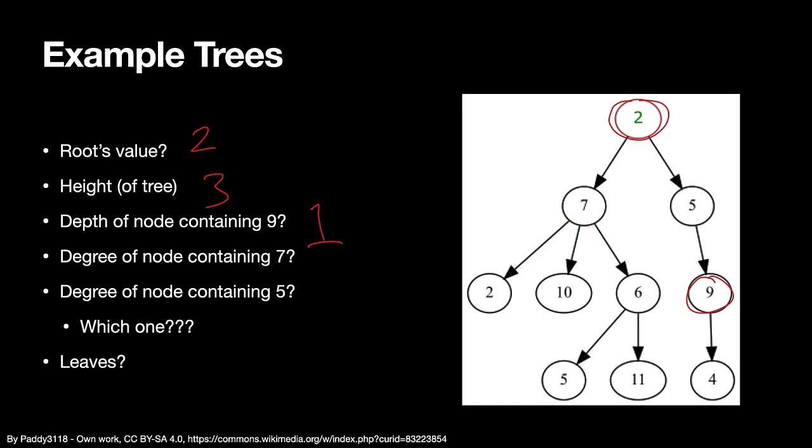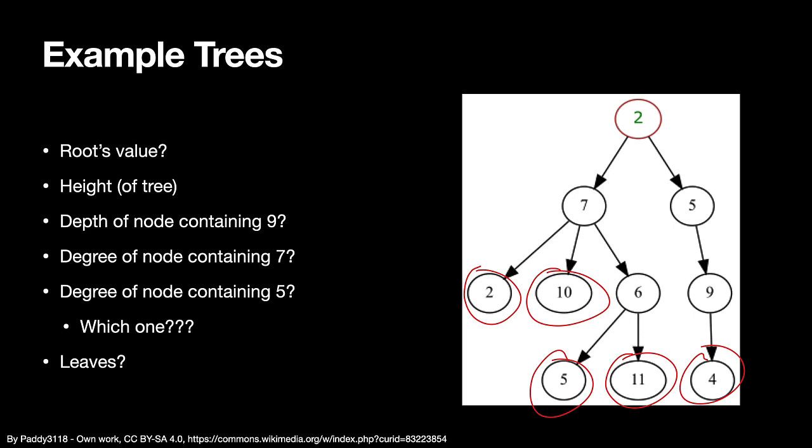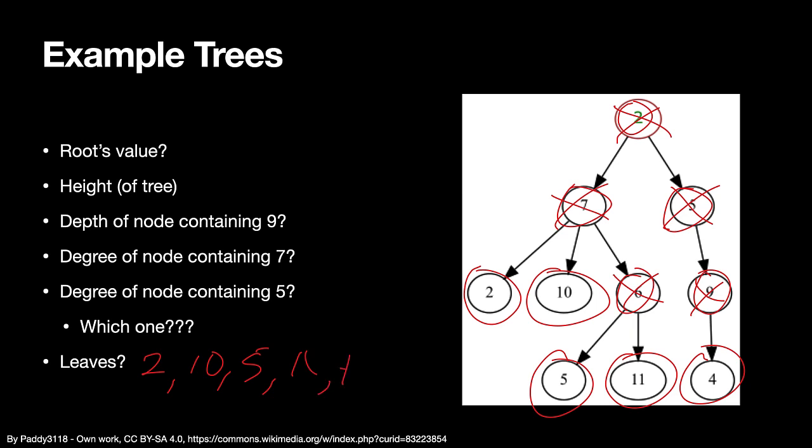What are the leaf nodes? Okay, so let's go ahead and circle everything that'd be considered a leaf node. Leaf nodes are things that have no children. So this doesn't have any children. This doesn't have any children. This doesn't have any, this doesn't have any, and this doesn't have any. And just to check, I'm going to quickly look at all my others. Our node 2 here has 2 children. Our node 7 has 3 children. Our node 5 has 1 child. Our node 9 has 1 child. Our node 6 has 2 children. So the leaves are 2, 10, 5, 11, and 4. The specific ones that I've circled.